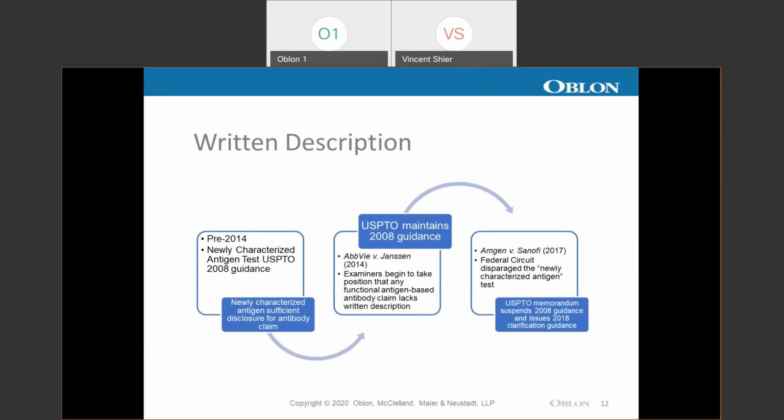Coming back to our timeline chart, after AbbVie v. Janssen, the USPTO still maintained the 2008 guidance. However, the examiners did begin to take the position that any functional antigen-based antibody claim lacks written description. Then came the Amgen v. Sanofi case in 2017 at the Federal Circuit.